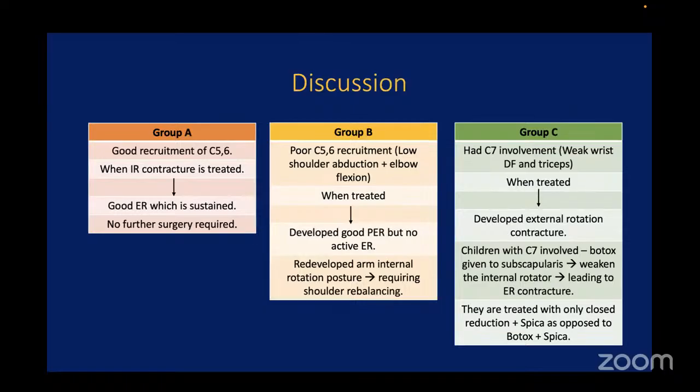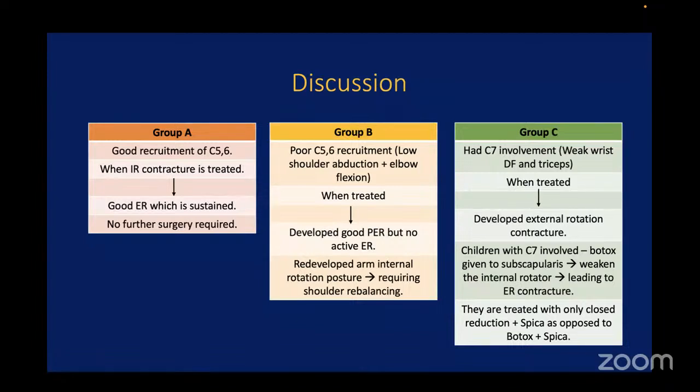So this is the summary which I would like to elaborate. Group A, as I mentioned earlier, did not require any further surgery. They had good recruitment of C5 and C6, so when the internal rotation contracture is treated, there is good external rotation, which is sustained over time. Then in group B, there was poor C5, C6 recruitment, that is, low shoulder abduction and elbow flexion. When treated, they developed good passive external rotation, but no active external rotation. So they redeveloped the arm internal rotation posture, and this required further shoulder rebalancing surgeries.